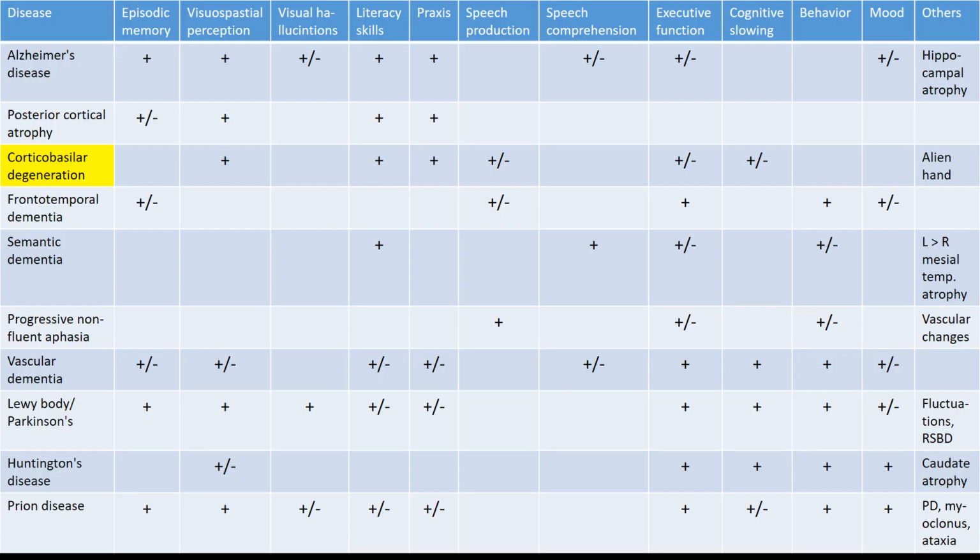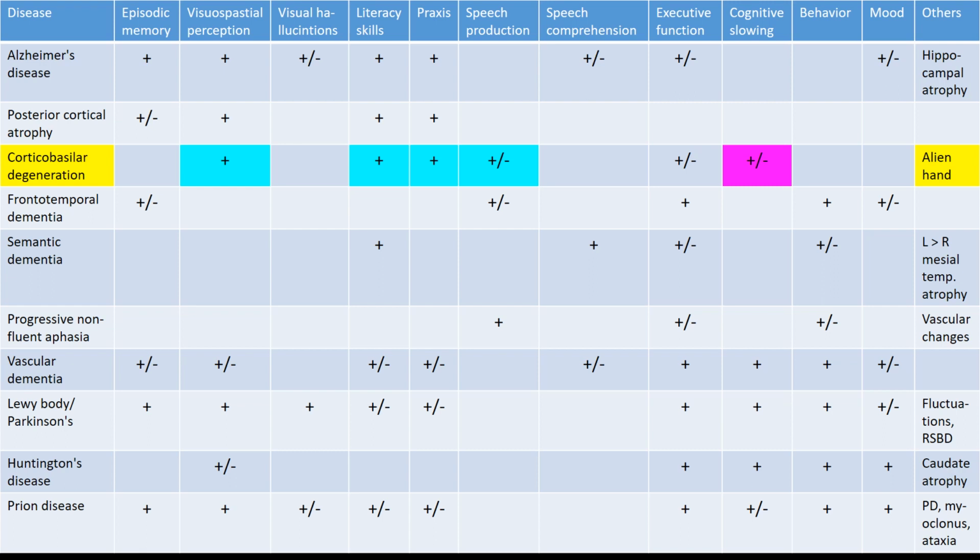Corticobasilar degeneration presents with features of cortical dementia and features of subcortical dementia, including motor abnormalities. Patients with corticobasilar dementia often develop a symptom called alien hand phenomenon.